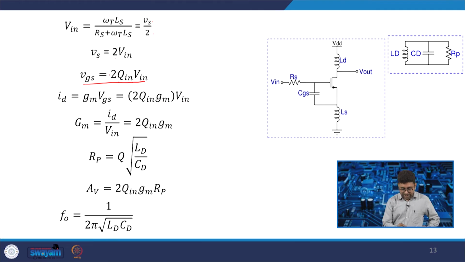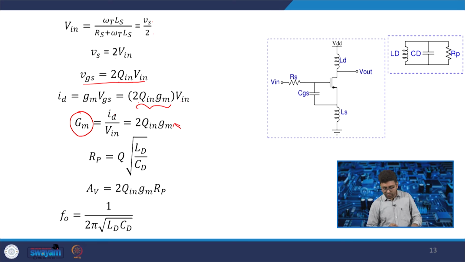So that Vgs you can directly replace with 2Q in V in into Gm. So this 2Q in V in into Gm, we can also mention as the transconductance of this circuit, Gm equals Id by V in, equal to 2Q in into Gm. So if you know the transconductance, now what you need is the output impedance. So the gain is nothing but the transconductance Gm into R out.